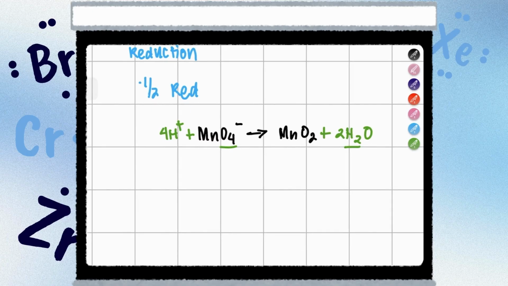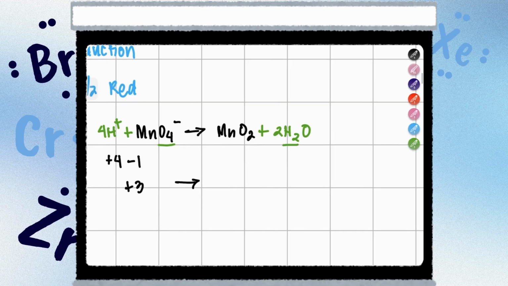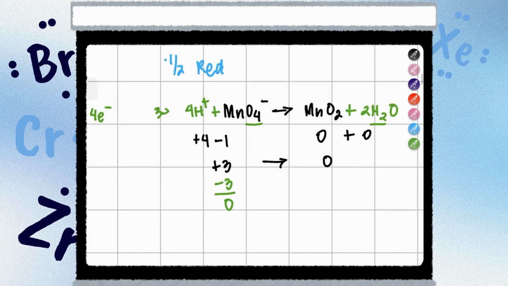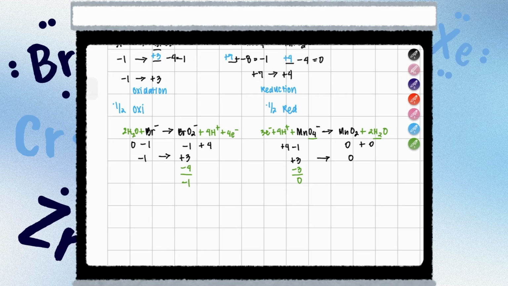Then let's get the charges of both sides. So we have 4 plus. So we have +4 minus 1. We have +3. And for the right side, we have 0 and 0. We have 0. So we have to add 3 electrons in order for it to equal to 0. So 3e negative. We have completed writing the half equations for oxidation and reduction.